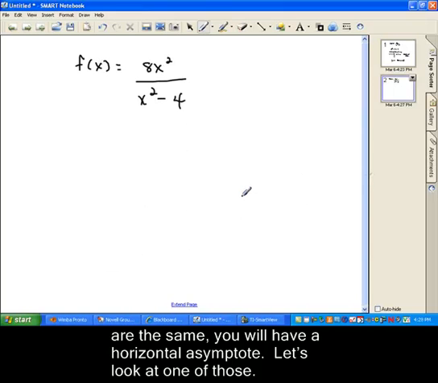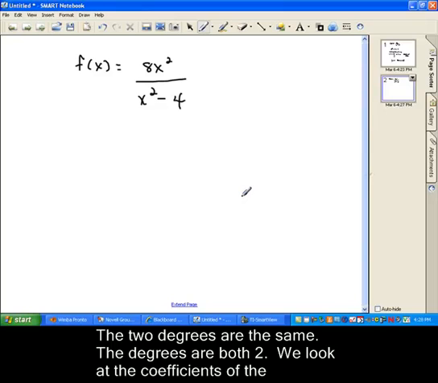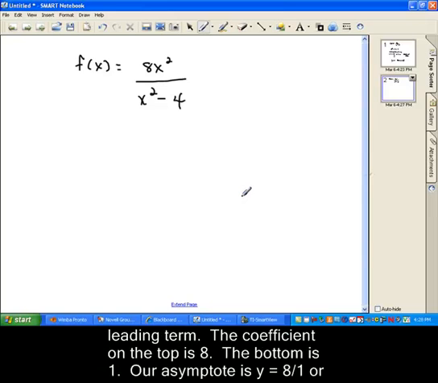Now, let's do the horizontal asymptote first in this one. For the horizontal asymptote, the two degrees are the same. The degree on the top is 2. The degree on the bottom is also 2. If the degrees are exactly the same, you look at the coefficients of the leading term. If you can find the coefficients of the leading term, you've got your answer.